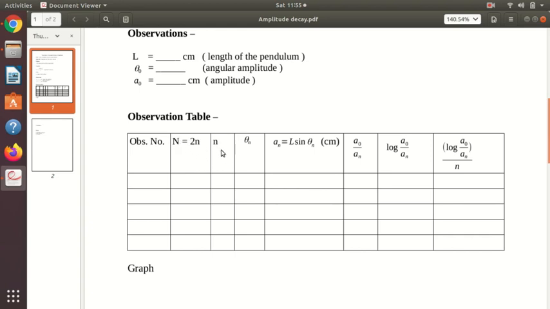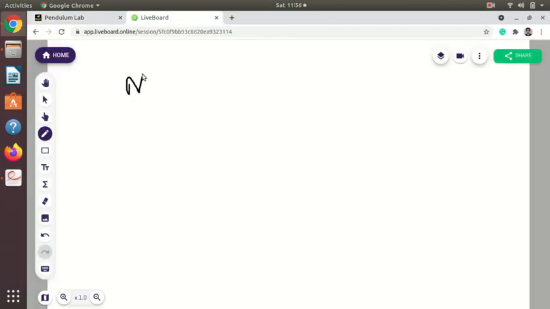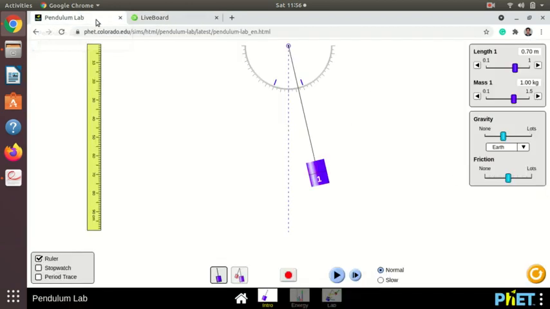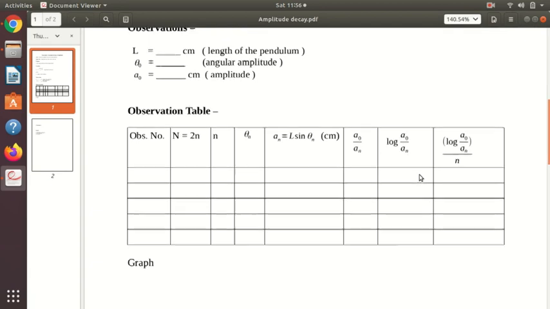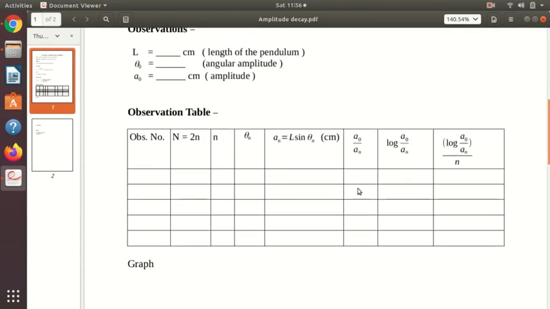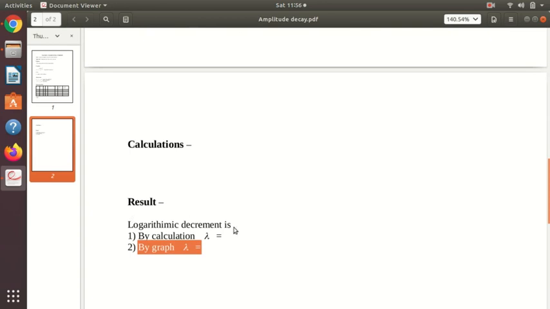I will correct this, and I will share the corrected PDF with you. So first you will note the full oscillation, and then you will note the half oscillation, which we are denoting by n, or here you can write n by 2. Okay, and then the next calculation is the same. So you will get some value for lambda from this observation table and also from the graph. So the graph of the log and this n gives the logarithmic decrement.